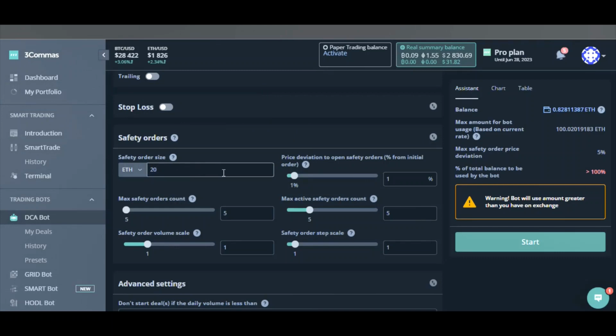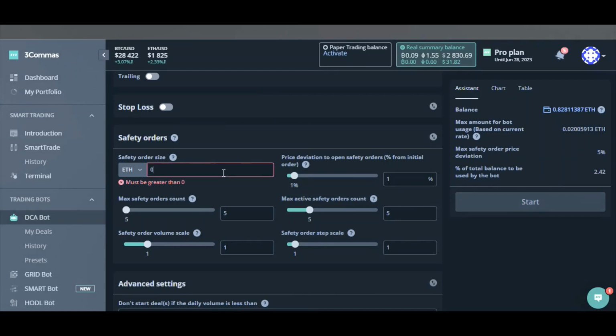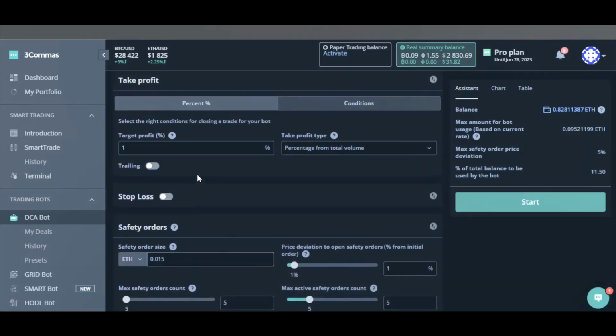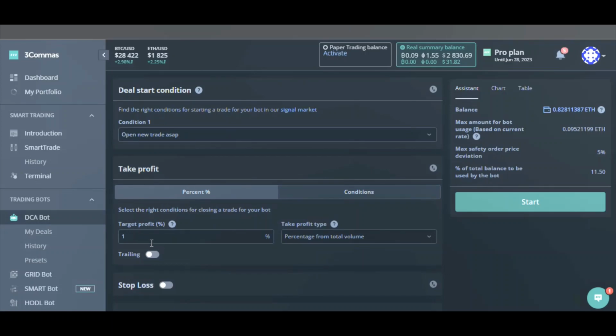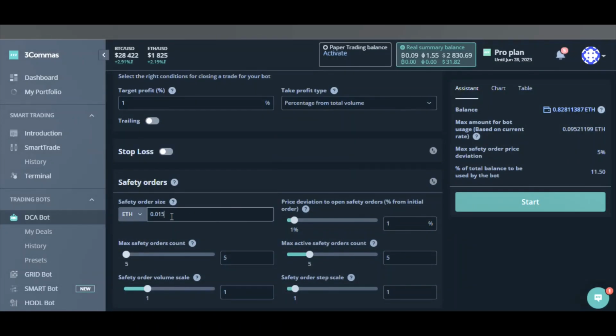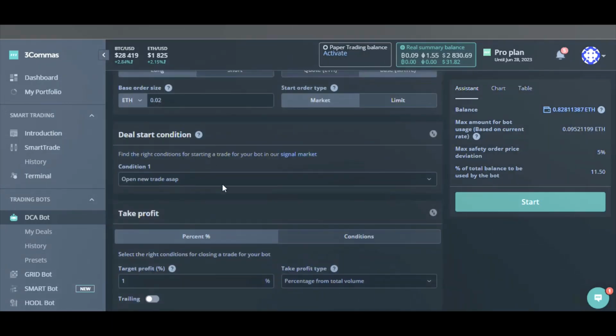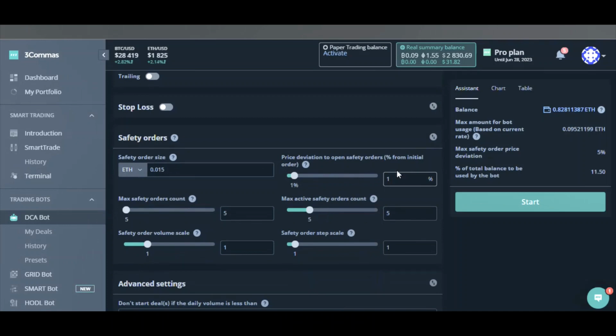Then the safety order type, safety order size, I just keep 0.015. Because now you can see how I'm setting these things, then you will understand why I put here 0.015, right? So what happens in safety order means that after the first order execution, if the bot is not making 1% profit, it cannot exit. Then in case the market goes against you, that means if the market drops further, it is going to execute the safety order, right? The safety order size would be 0.015, and the price deviation to open safety orders, I just keep 1%. That means after buying the first order, if there is again a 1% drop, it is going to execute a trade of value of 0.015 Ethereum.